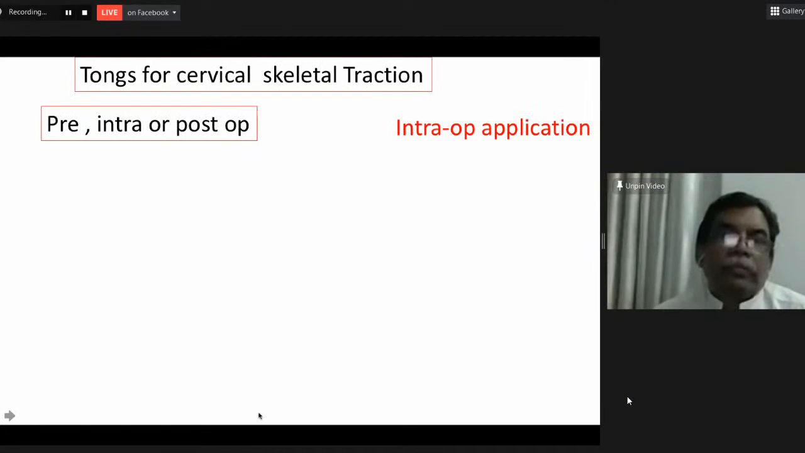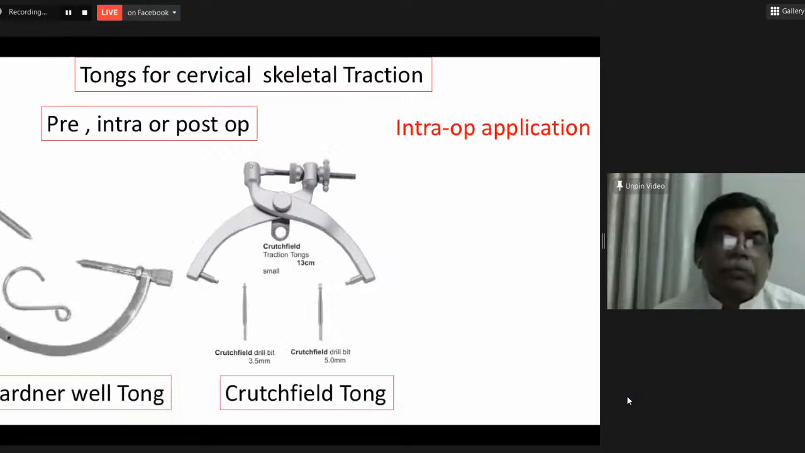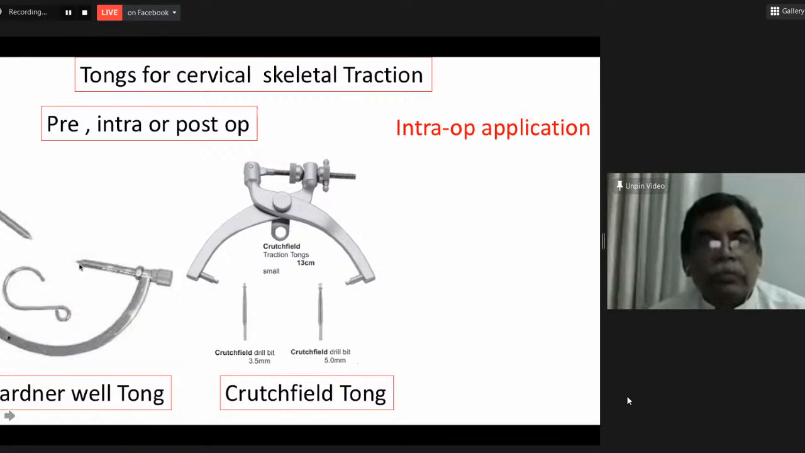Now, for doing cervical spine surgery, we usually apply the cervical tongs, and this is for skeletal traction. These two are very commonly used, the Gardner-Wells tongs and the Crutchfield tongs. In Crutchfield tongs, initially you have to drill a hole, and in that you seat the teeth of these, and then you tighten it. While in Gardner-Wells tongs, you make just a small stab and tighten it because this is quite pointed. You should see that it enters the outer table of the diploic bone of the skull.